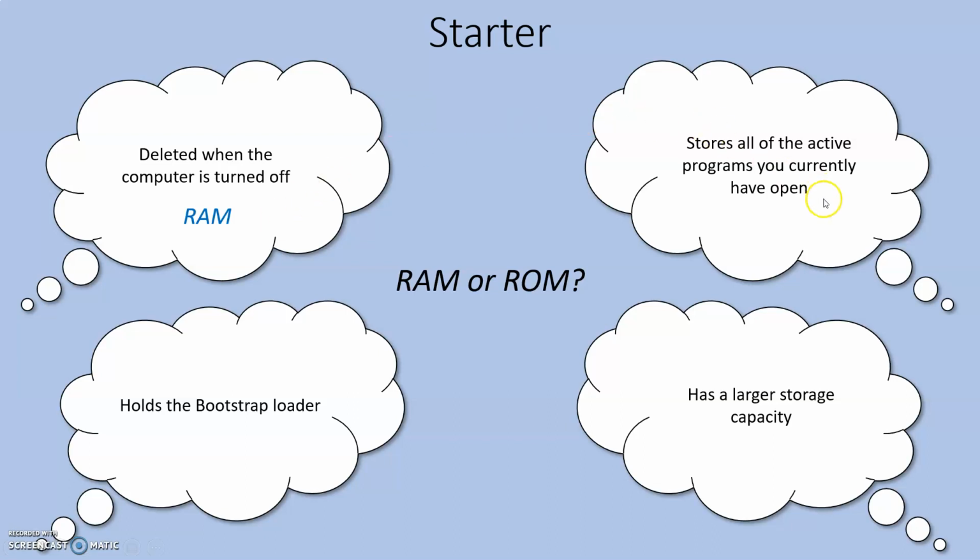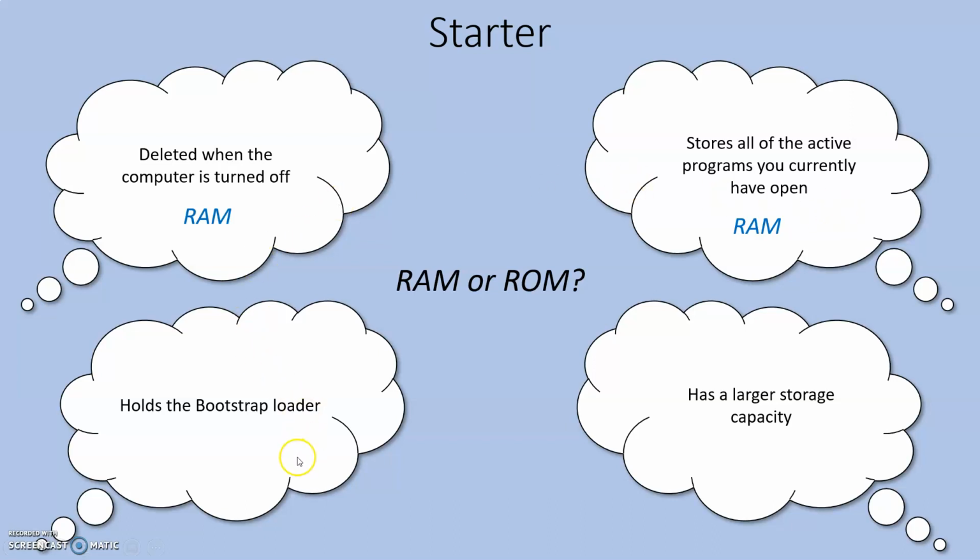The second one across here, stores all of your active programs you currently have open, is also RAM. So whatever you have open on your computer system is stored in RAM until the point where you save it to your hard disk drive or another external piece of storage.